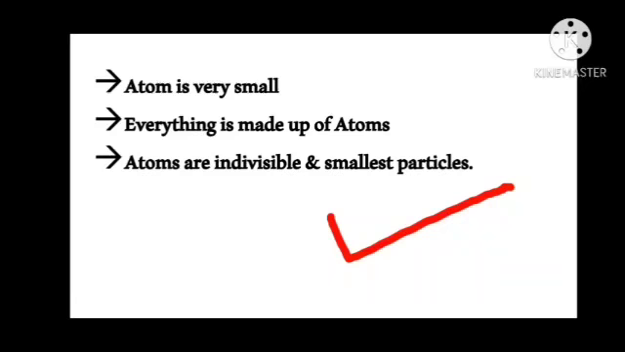So have a look at these facts. The first point is atom is very small and we cannot see the atom with the naked eye. The second fact is everything is made up of atoms. The human beings, the animals, the vehicles, the gadget with which you are now watching the video are also made up of atoms. The next point is atoms are indivisible. That means we cannot divide the atom further. And atoms are the smallest particle. Yes, these three facts are correct.